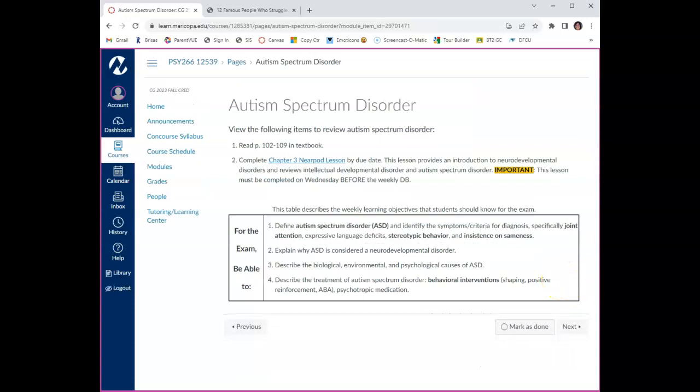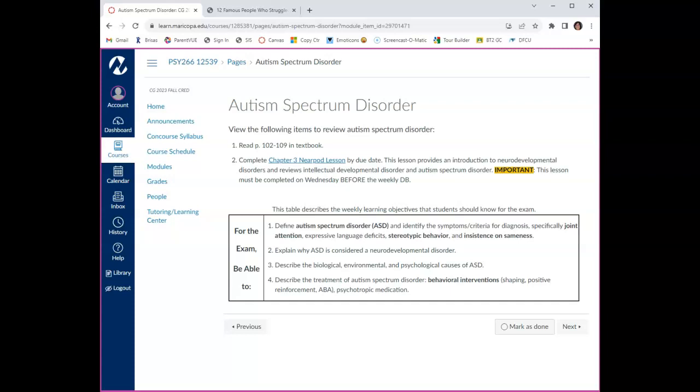The second section for this week is autism spectrum disorder. In the DSM-5, they grouped all autism-related disorders into a single category called autism spectrum disorder, or ASD. In other words, autism exists on a spectrum or continuum from low functioning to high functioning. The disorder once known as Asperger's syndrome is now considered a high functioning version of autism spectrum disorder.